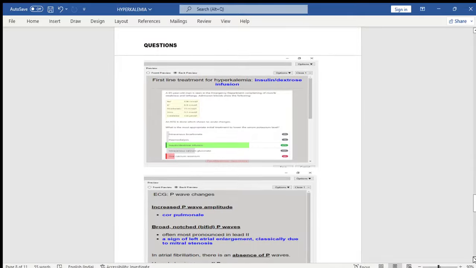Now let's look at the questions. This is from Past Medicine, Anki flashcards. The questions will be something like this. First line treatment for hyperkalemia. The answer is insulin dextrose infusion.